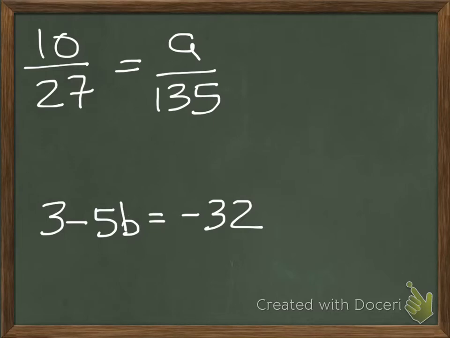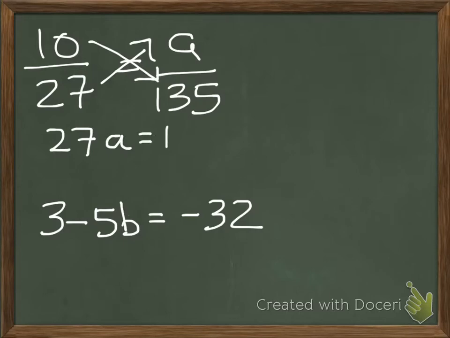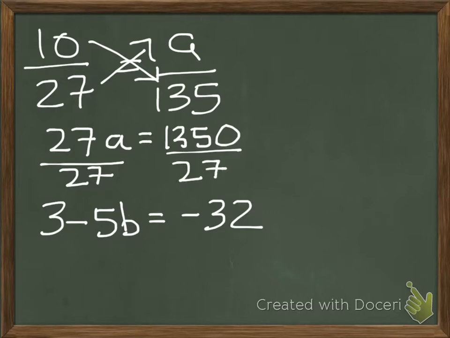Here we're going to again solve. So we're going to solve for A. We have a proportion. Best way to solve a proportion is to cross multiply. So we have 27 times A equals 10 times 135. And we put those equal to each other. Then we need to solve for A, so we're going to cancel out the 27 by dividing, since it's 27 times A. That makes that 1, so we have A equals 1,350 divided by 27.